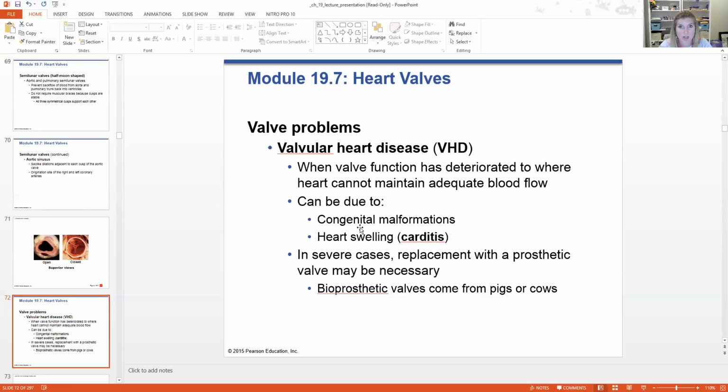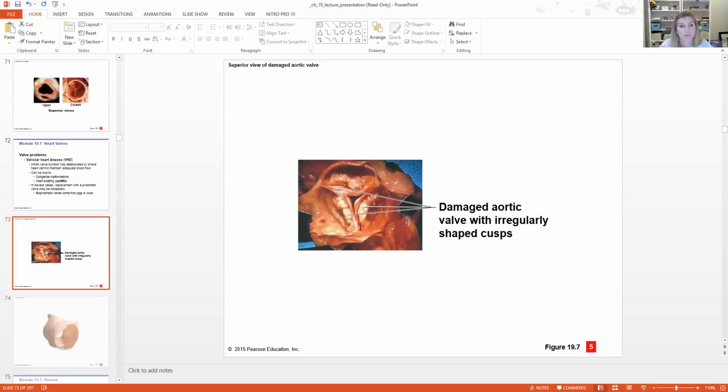In severe cases, you can actually replace the heart valve with a prosthetic. There are bioprosthetic valves that come from pigs and cows or even cadavers. Very cool stuff.